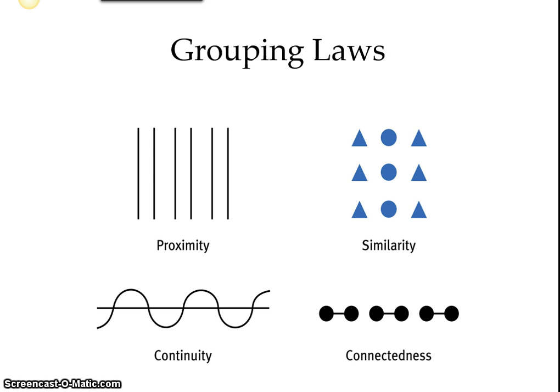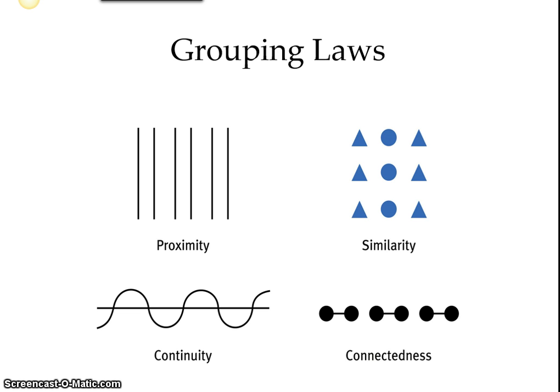The second figure that you see, which is the blue circles and triangles, is an example of similarity. So we group similar figures together. And here you're going to see vertical groups, not horizontal groups. So we would look at this picture of similarity and think there's one column of triangles, one column of circles, and another column of triangles.